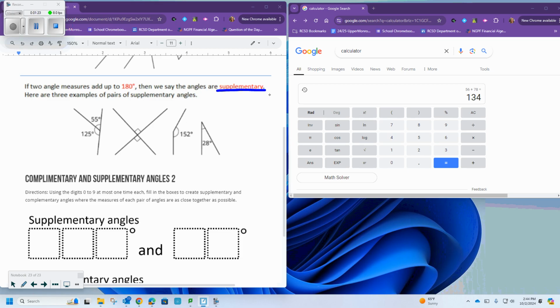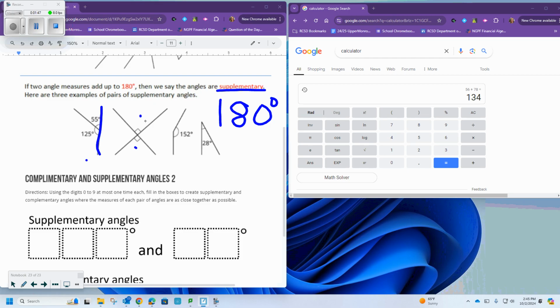And you can see the three examples here. With supplementary, if you notice the S, you can make it into an 8 for 180 degrees. It's a little trick I have. So here they're on a straight line, but 125 plus 55 makes 180. These two are across from each other, but they're both 90 degrees.